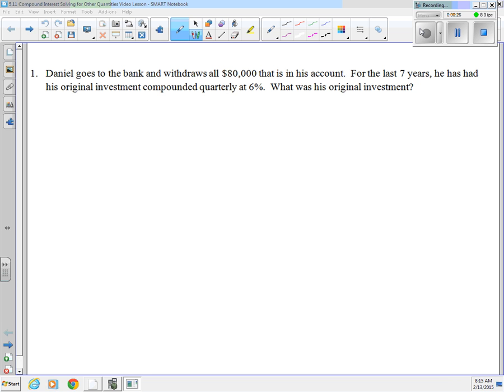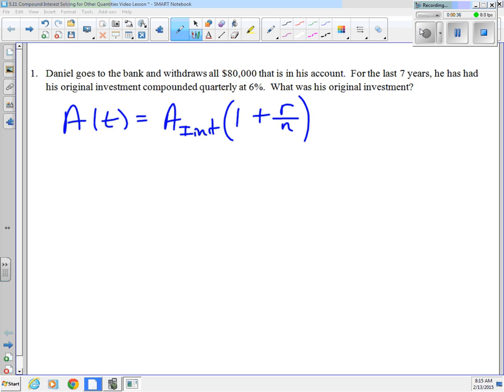So generally, we have our amount at time t is our amount initially times 1 plus my rate over the compounding period, raised to the compounding period times the time in years. So now we know 80,000 that was in his account after 7 years is going to be A of 7. So that's going to be our amount in the future. We want to find his original investment. So now the initial investment is the unknown.